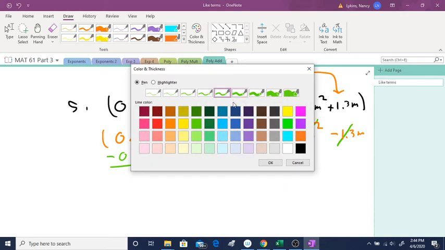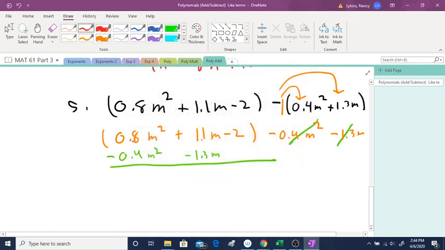So all I'm going to do now is I'm going to carry this out. 0.8 minus 0.4 is 0.4m squared. 1.1 minus 1.3 is a minus 0.2m. And I'm going to just bring this minus 2 down.